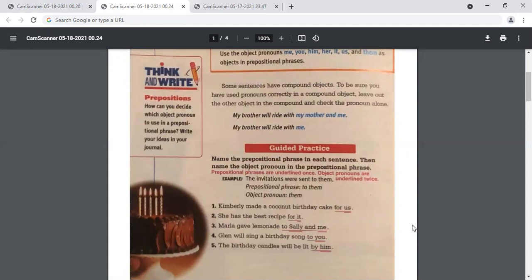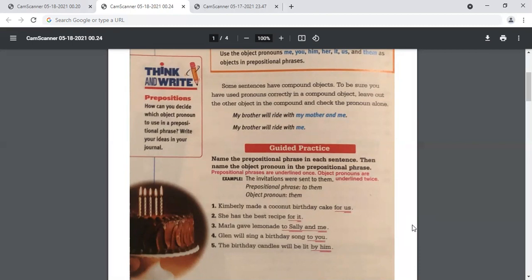Okay, let's look at some of these examples together. We did these exercises in class. Name the prepositional phrase in each sentence, then name the object pronoun in the prepositional phrase. So here, let's look at the example first. The invitations were sent to them. The prepositional phrase here is to them, right? It begins with the preposition to, and them is the object of the preposition. This is an object pronoun. So the object pronoun here is them.